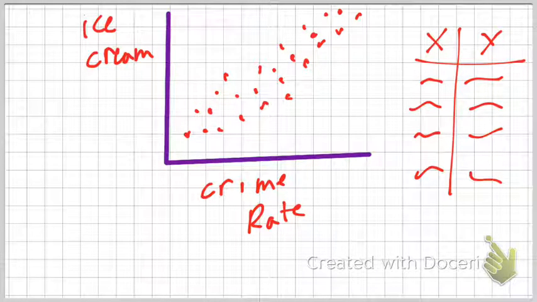And here's why. When do ice cream sales go up? And why? Because it's hot outside. It gets a little warm outside.